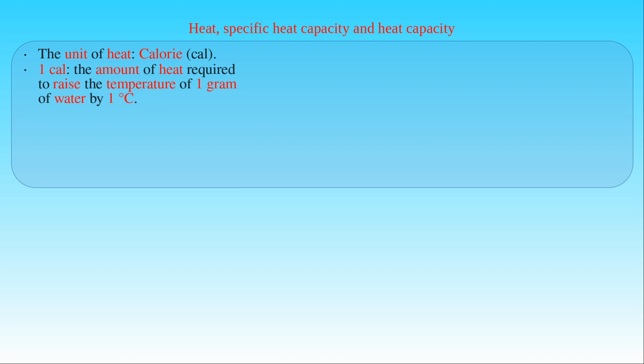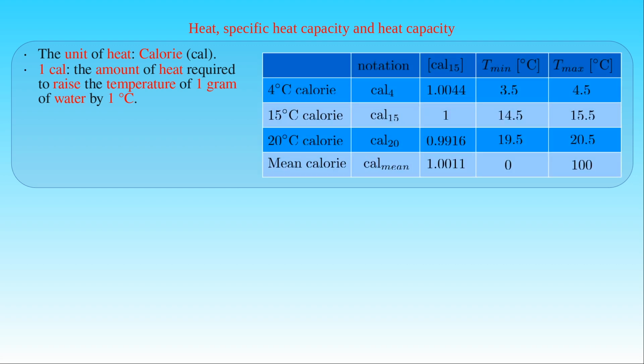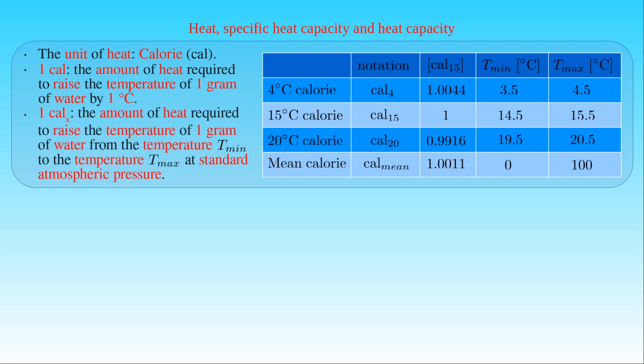Since the physical state of water depends on its temperature and pressure, several definitions of the unit of heat exist. This table shows some of these definitions at different temperatures. Generally, 1 x degrees calorie, denoted by cal sub x, is the amount of heat required to raise the temperature of 1 gram of water from the minimum temperature Tmin to the maximum temperature Tmax at standard atmospheric pressure.